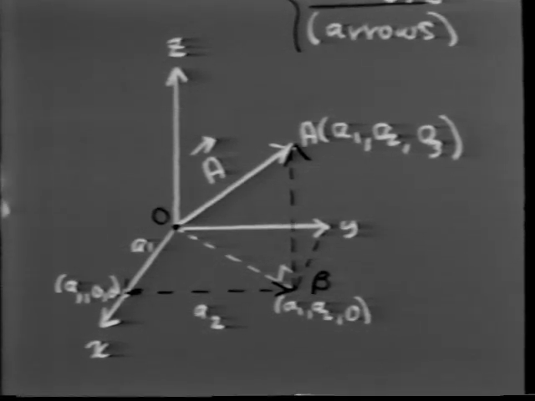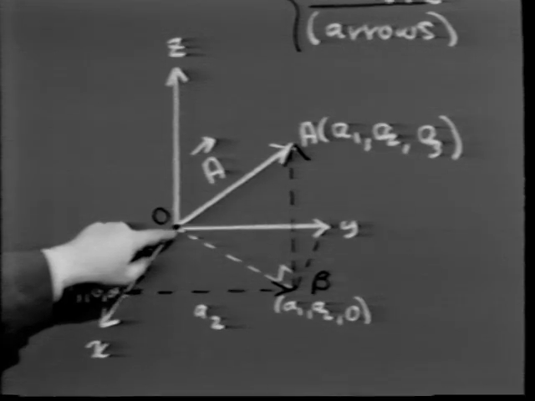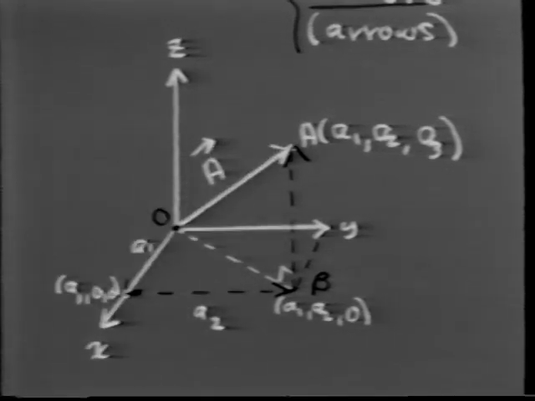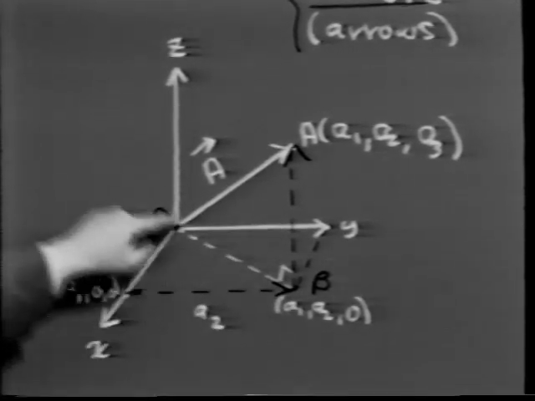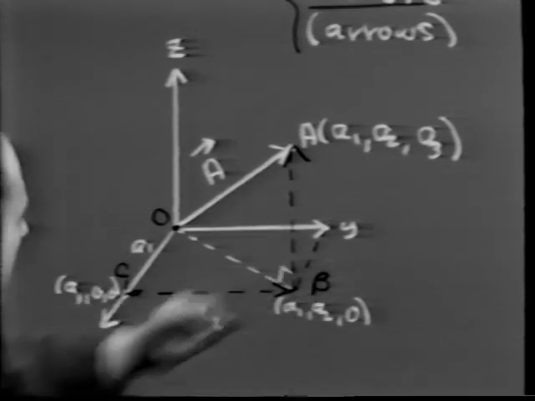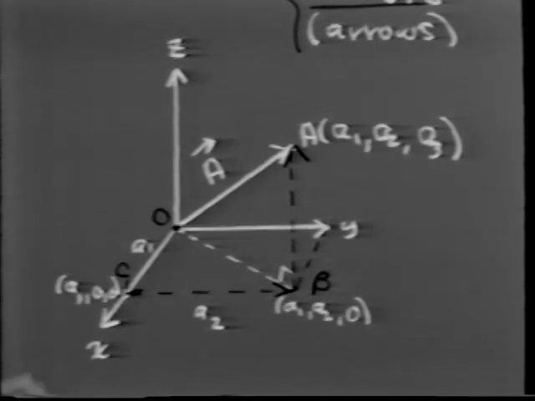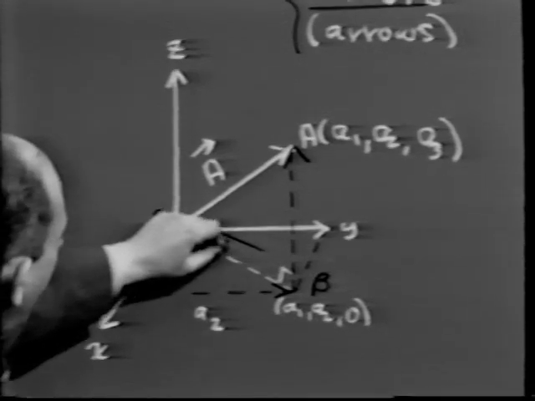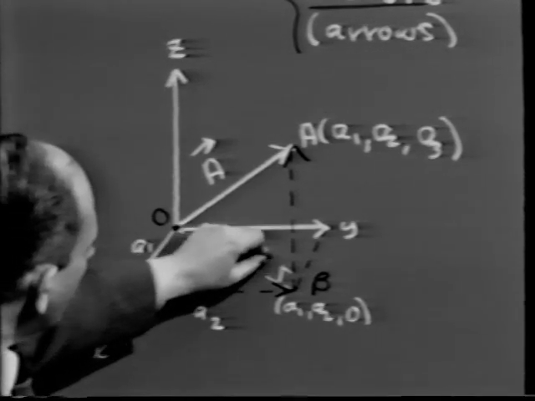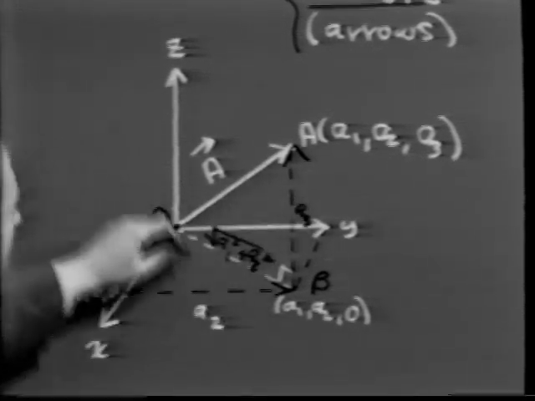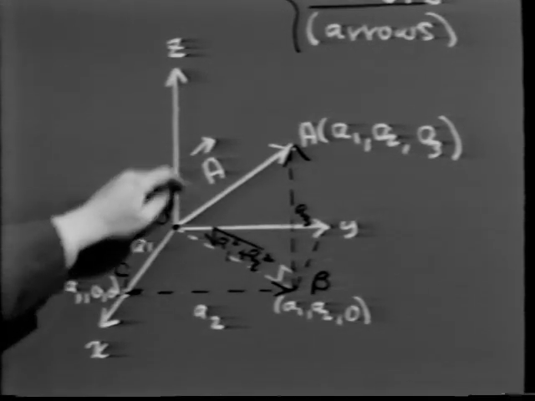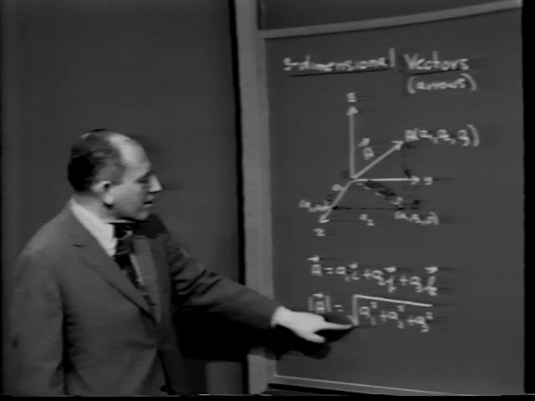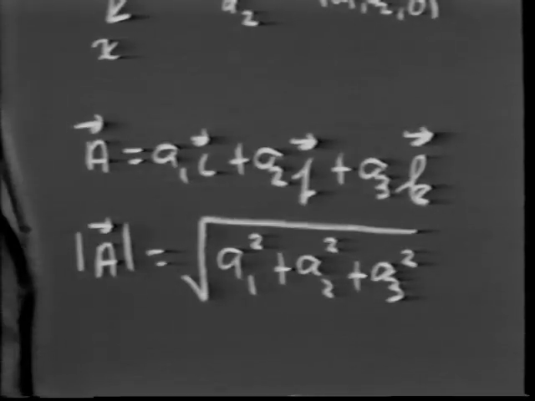Therefore, by the Pythagorean theorem, the magnitude of A will be the square root of the square of the magnitude of OB plus the square of the magnitude of AB. On the other hand, notice that OCB is also a right triangle. So by the Pythagorean theorem, the length of OB is the square root of A1 squared plus A2 squared. And therefore, by the Pythagorean theorem, the square of the magnitude of A is this squared plus this squared. In other words, the magnitude of A is the square root of A1 squared plus A2 squared plus A3 squared.